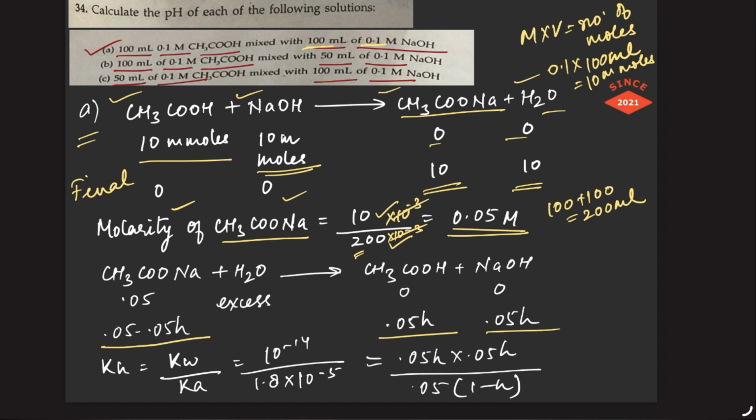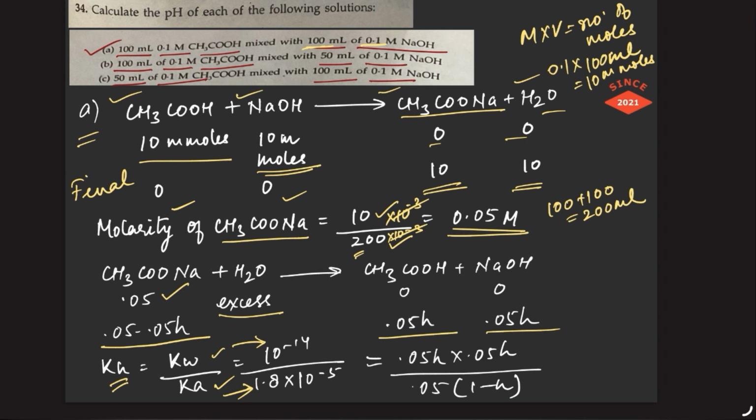And initial concentration of sodium acetate was 0.05 moles per liter, and acetic acid and NaOH, the concentration was 0. Water is taken in excess. Now what is the value of Kh? This has been done in previous questions also. Value of Kh is Kw by Ka. Kw is 10 to the power minus 14. Acid dissociation constant for acetic acid is 1.8 into 10 to the power minus 5.